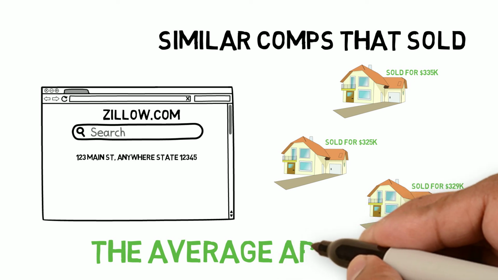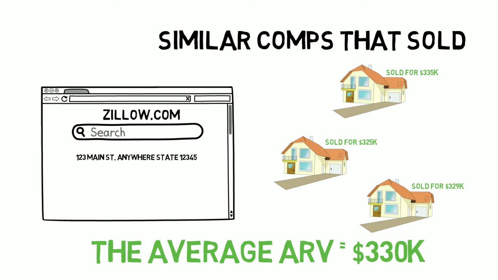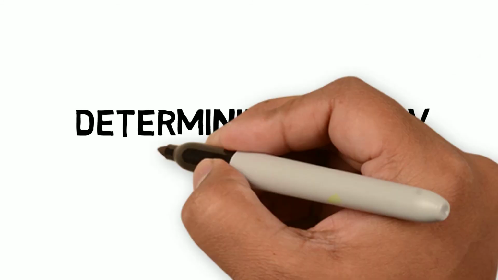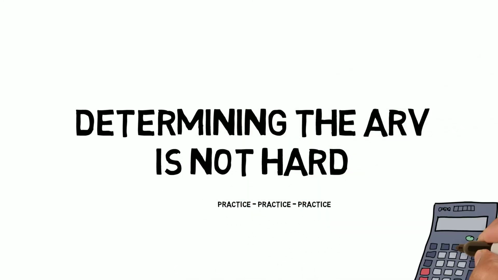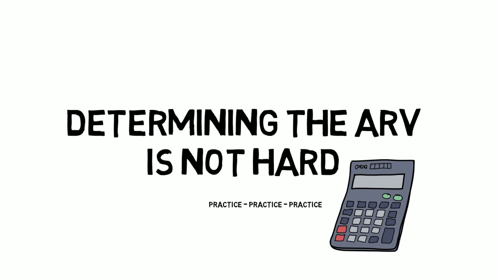Using this information, we find that similar or comparable houses in that immediate area are selling for $330,000. That would be the ARV, or after repair value number, for that house. And that's all there is to it. It is not hard, and you can determine the ARV within minutes without spending a lot of money. Go and practice online with different addresses to see what the ARV will be.